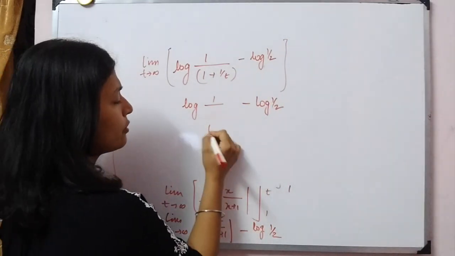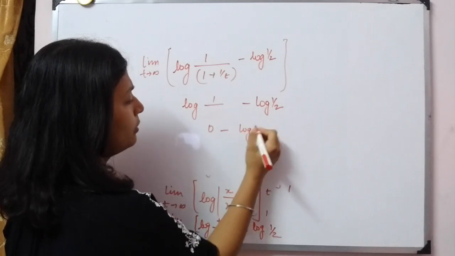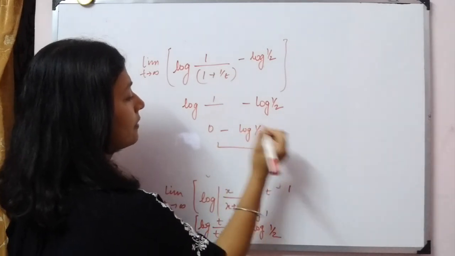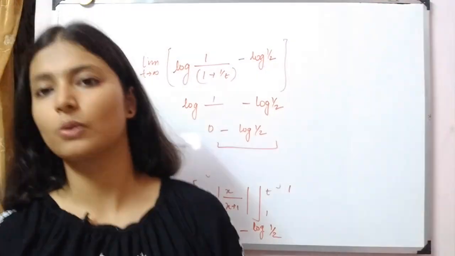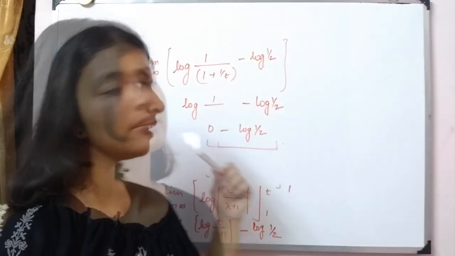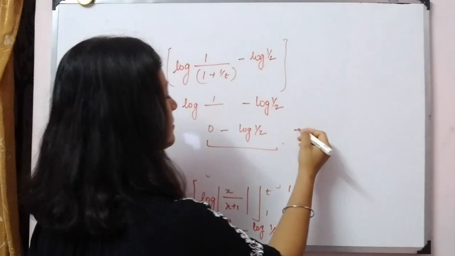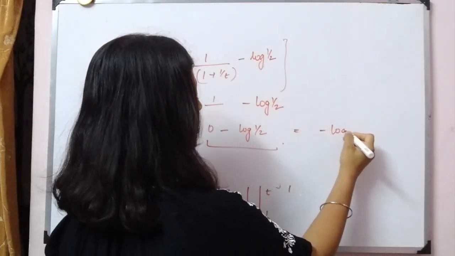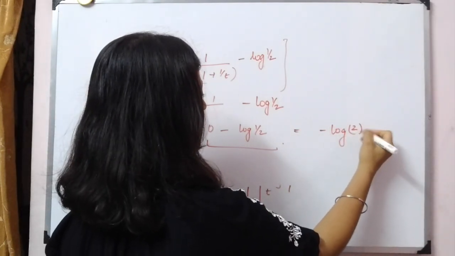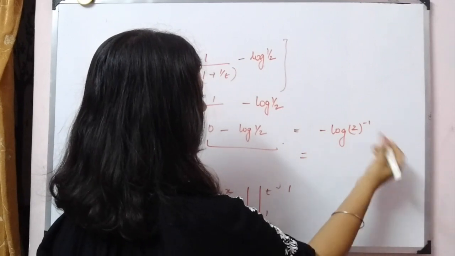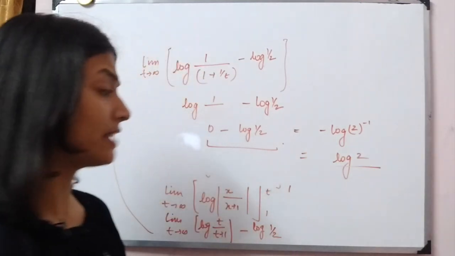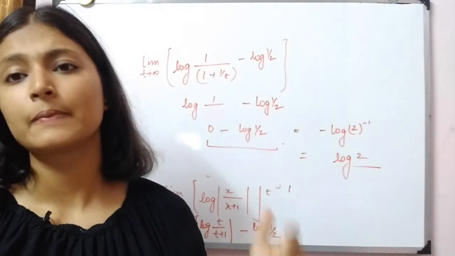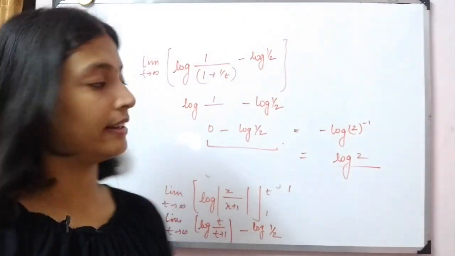Log 1 is 0, so we get 0 minus log 1 by 2, and this becomes our answer, which is again finite, and so the series converges. This can also be written as minus log 2 raised to the minus 1, which becomes log 2. So the same answer that we got before, but that was not exactly the correct lengthy method.